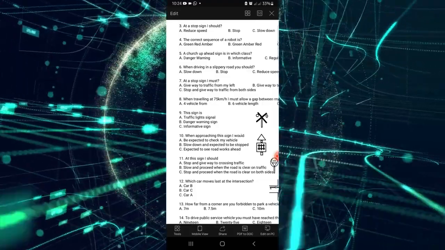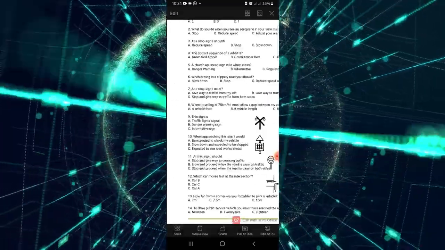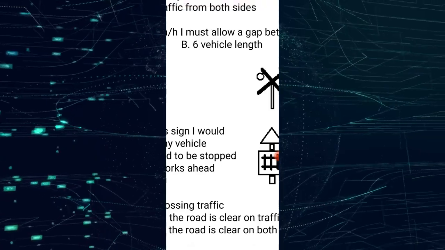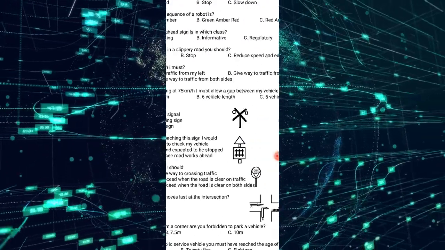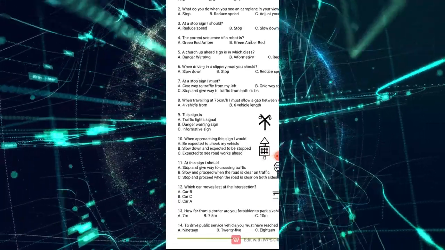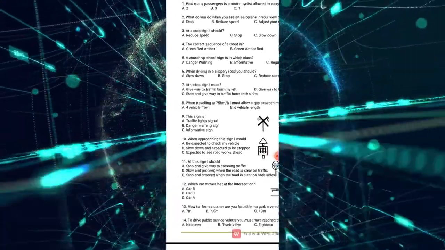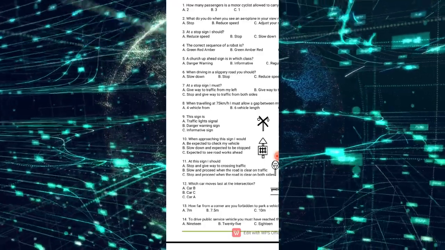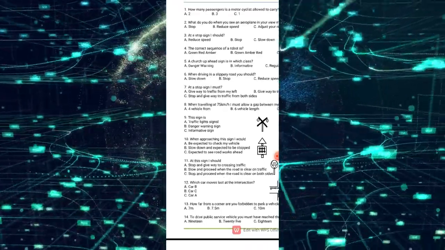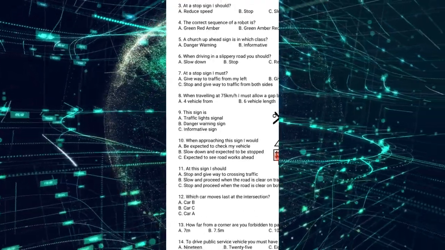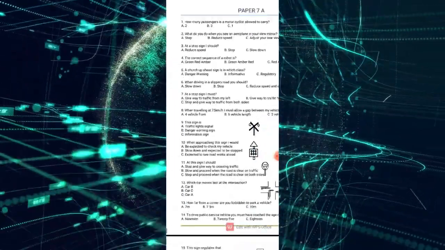Now number 10, when approaching this sign, I would. So this is the sign. This sign is telling you of a physical barrier in the road. So you probably expect to be slowed down and to be stopped, probably by the police or the authorities in the road. So the correct answer for number 10 is B, slow down and expect to be stopped.